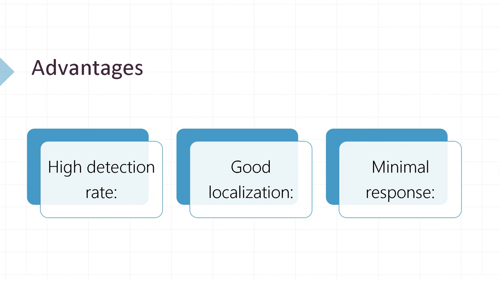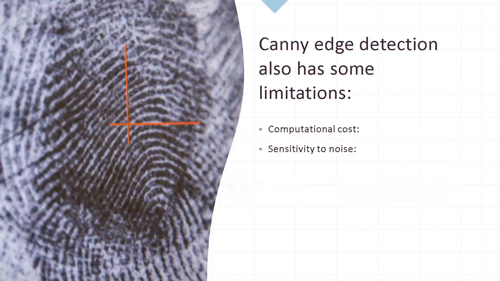However, Canny edge detection has some limitations. The limitations are computational cost and sensitivity to noise. Canny edge detection is a relatively complex algorithm and it is computationally expensive, especially for large images. It is also sensitive to noise. While the Gaussian filter helps to remove the noise, sometimes it can't help enough, especially when dealing with low contrast images.